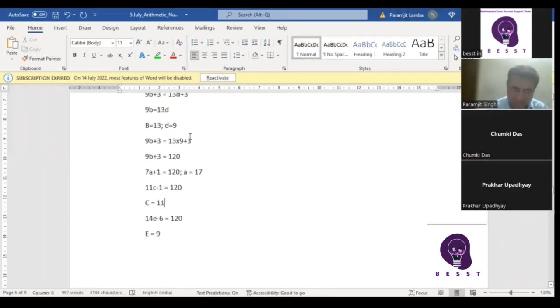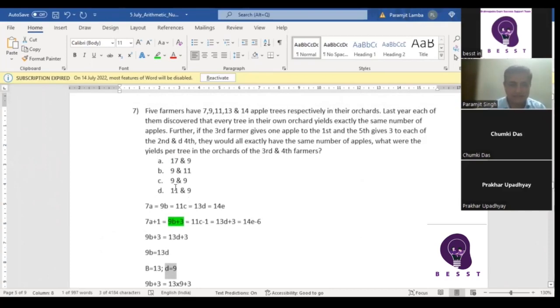Sir, 9. Yes, it's given over here, 9. So C and D is 11 and 9. So the answer over here is 11 and 9. Where is it? Fourth option. This is the correct answer. Everyone understood? Any doubts, anyone?